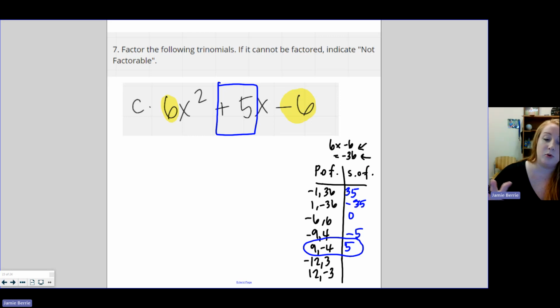Previously, when we were factoring those simple trinomials, we were able to jump straight to the answer at this point. But unfortunately, with these more complicated trinomials where you have a leading coefficient other than 1, you cannot jump straight to the answer.